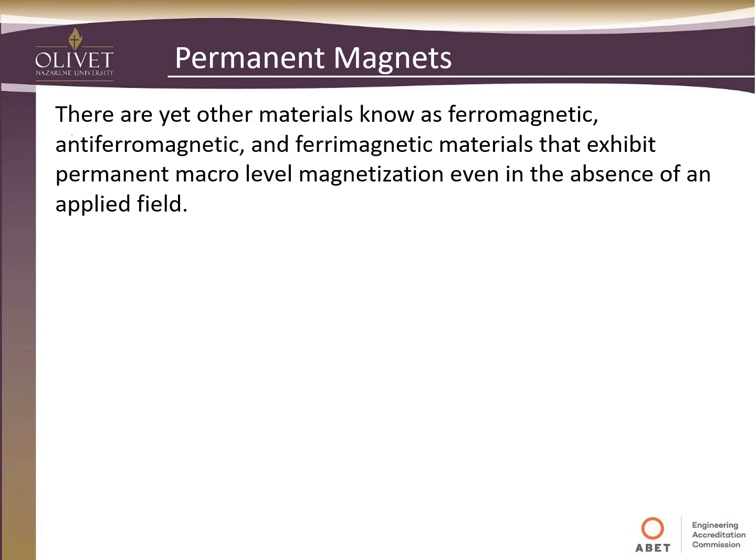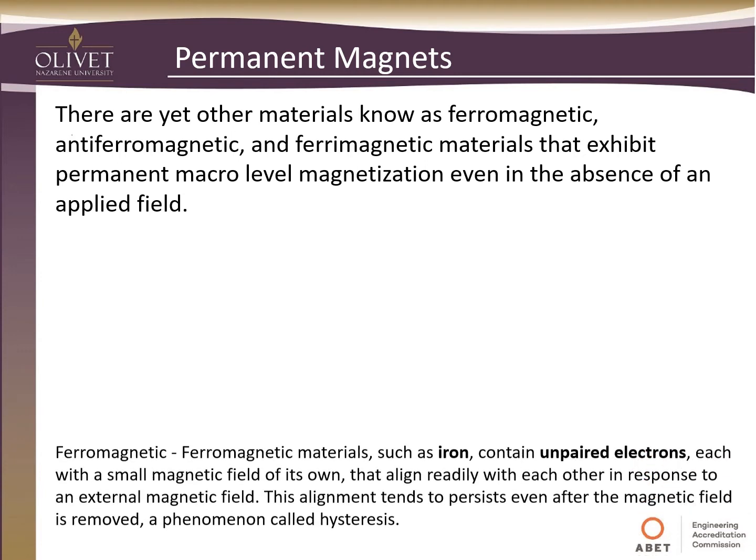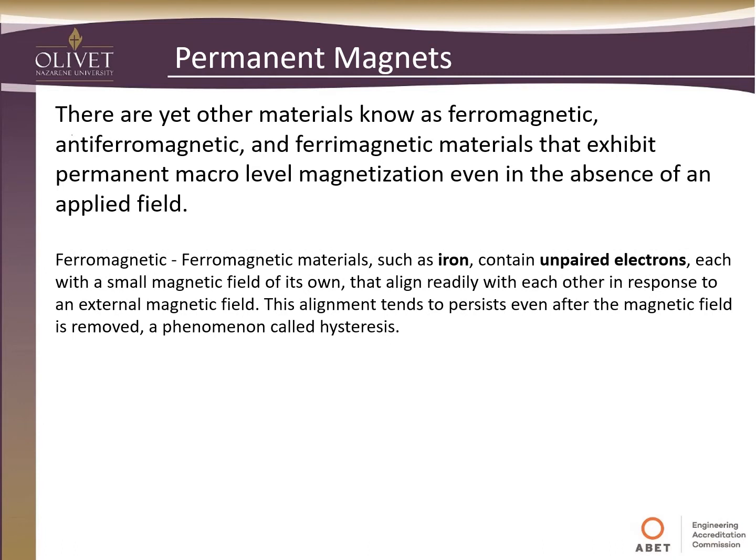There are yet other materials known as ferromagnetic, antiferromagnetic, and ferrimagnetic materials that exhibit permanent macro-level magnetization even in the absence of an applied field. For ferromagnetic, these are materials such as iron, as the primary one. They contain unpaired electrons, each with a small magnetic field of its own, that align readily with each other in response to an external magnetic field. This alignment tends to persist even after the magnetic field is removed, and this is a phenomenon that we refer to as hysteresis. We'll look at that in a little more detail in just a second.